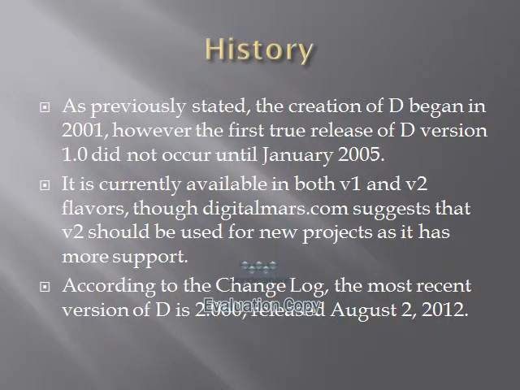So it was first released in 2001, but the actual first real stable release, version 1.0, did not occur until January 2005. Currently, it is available in the version 1 and version 2 flavors on digitalmars.com, and they do suggest that for new projects or for the first time using the language, you do use version 2, as version 1 is currently in a maintenance mode and there's not a whole lot of support for it right now. So if you want to play around with this language, grab version 2. And the changelog shows that the most recent version is 2.060, which was released August 2nd, 2012.